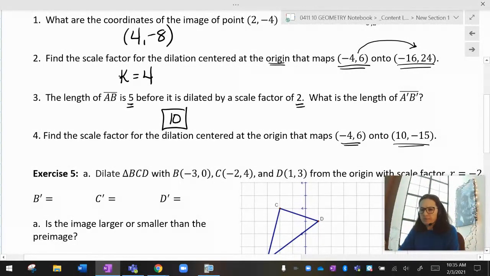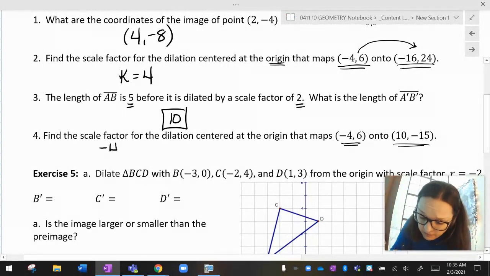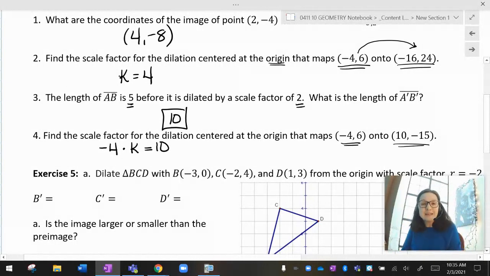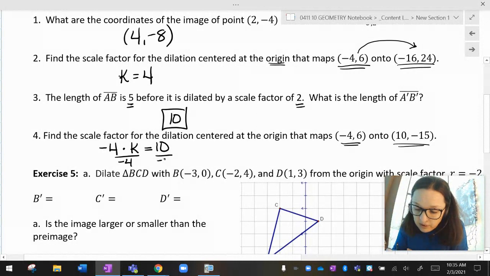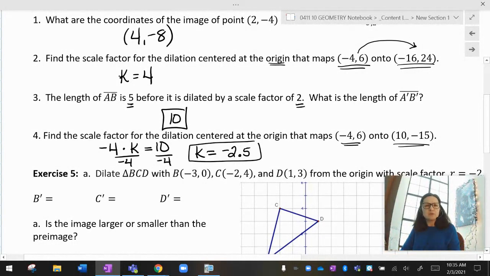Then find the scale factor that mapped (-4, 6) onto (10, -15). Ooh, I don't know what number. -4 times what is 10? I don't know. Let's figure it out. -4 got multiplied by k and became 10. Let's just solve for k. So I'm going to divide by -4. And 10 divided by -4 is going to be -2.5. Mrs. Vibber, can scale factors be negative? They absolutely can be negative.